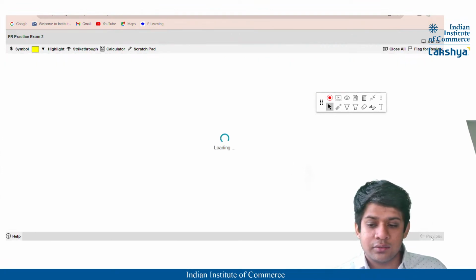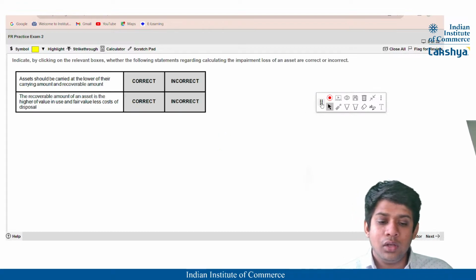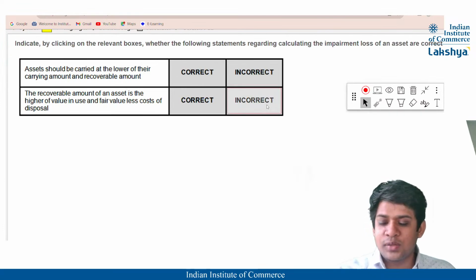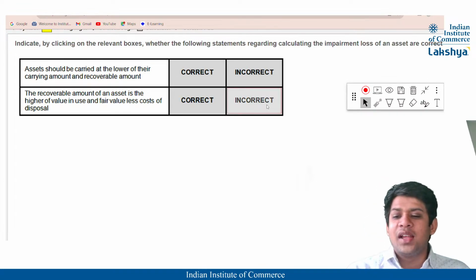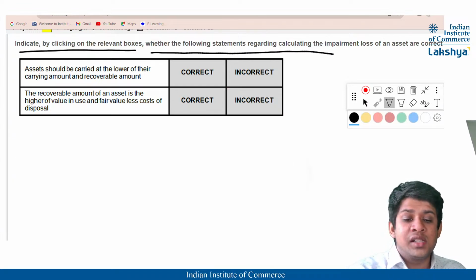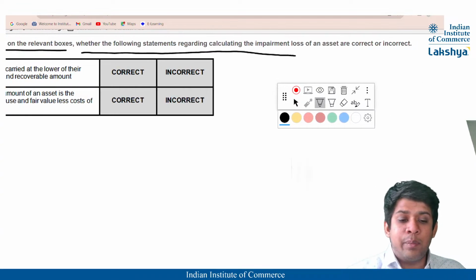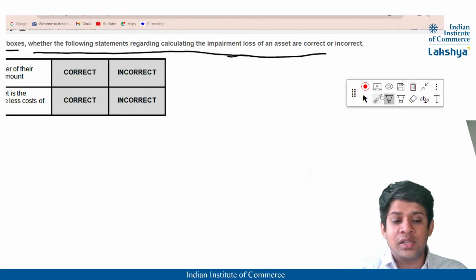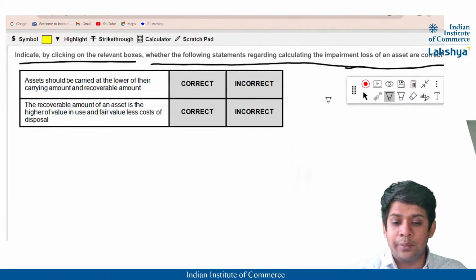I'll click on next. Okay, now this is an easy question I feel because it looks small. Indicate by clicking on the relevant boxes whether the following statements relating to calculating the impairment loss of an asset are correct or incorrect. Let us look at it.